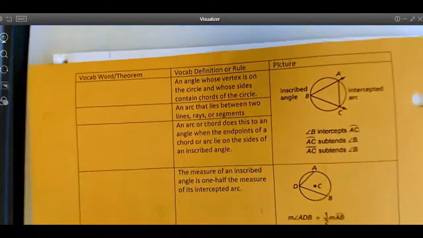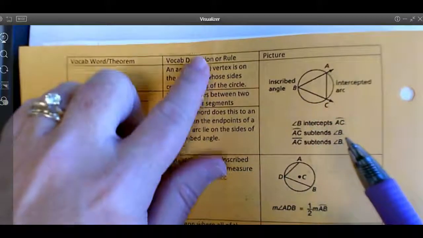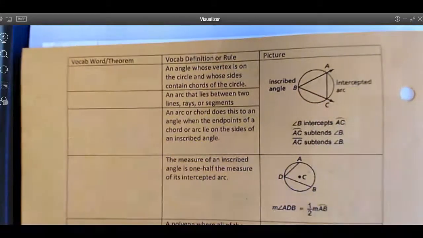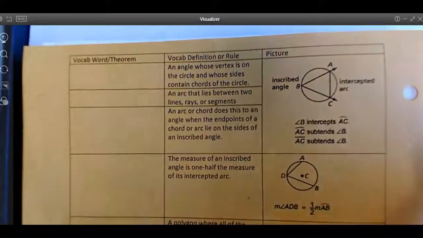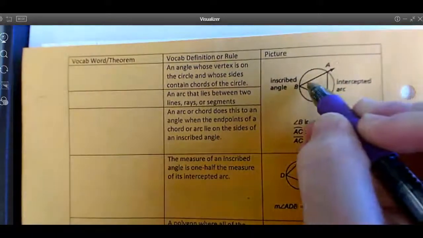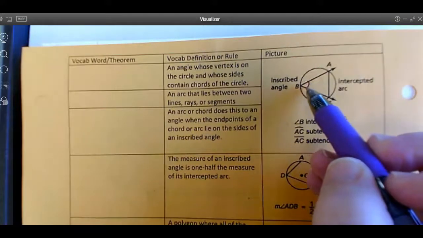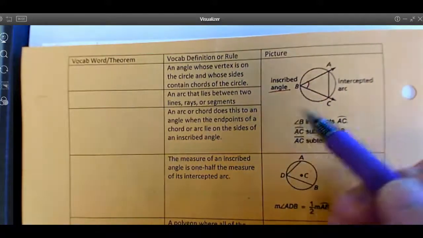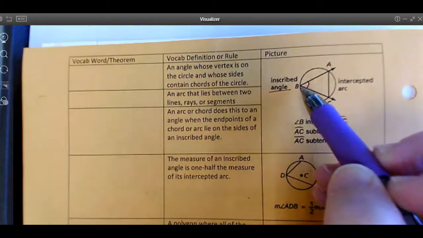Okay, so more vocabulary for circles. And this picture here goes with these three definitions or rules. Okay, the first one says an angle whose vertex is on the circle and whose sides contain chords of the circles. Okay, it's talking about this angle right here. It could be this angle or this angle, but we're going to say this one because it's here beside the word. Notice that the angle is starting from the edge of the circle.